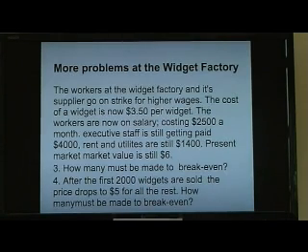And after the first 2,000 widgets are sold, the price drops to $5 for the rest. How many must be made to break even now?